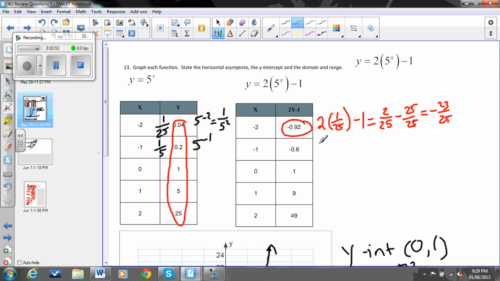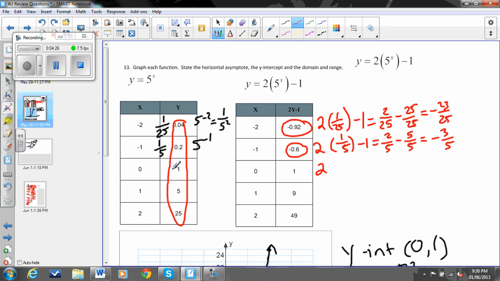When x equals -1, my new y coordinate is going to be calculated as 2 times 1 over 5 minus 1. So 2 times 1 over 5 is 2 over 5, and getting a common denominator, 1 is the same as 5 over 5. When I subtract those fractions, I get -3/5, or -0.6. When x equals 0, y remains at 1.